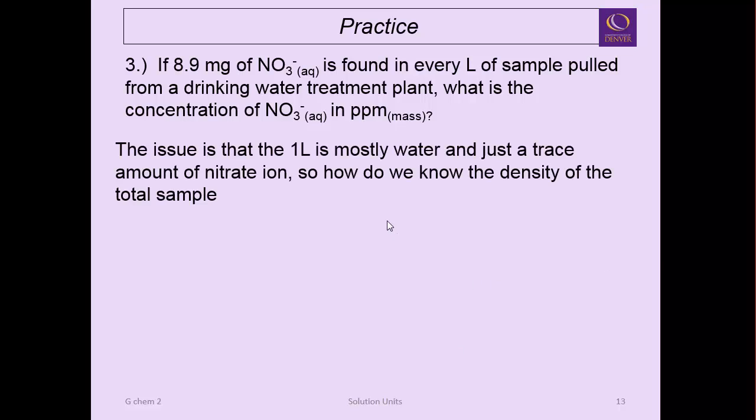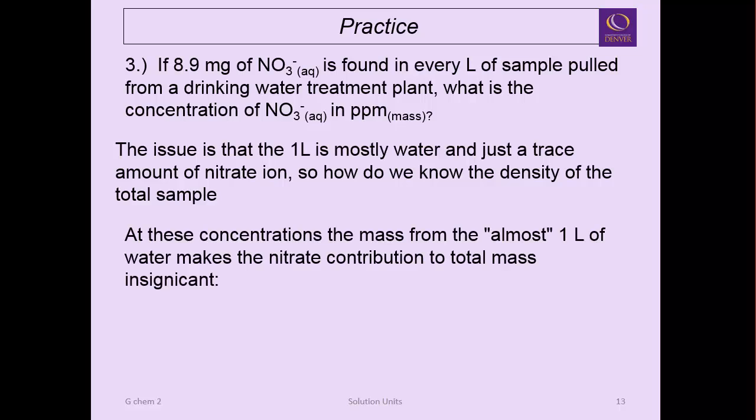So this is a good example to show you what goes on when people are doing parts per million calculations. The issue is that the 1 liter is mostly water and just a trace amount of nitrate in it. So how do we know the density of the total sample? At these concentrations, the 1 liter of water, really that mass and density swamps out any small amount of mass and change in density that the nitrate might contribute. And nitrate ions are over 2 grams per mil, but at this small concentration, that's insignificant.